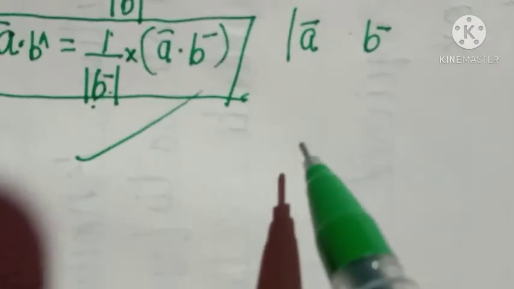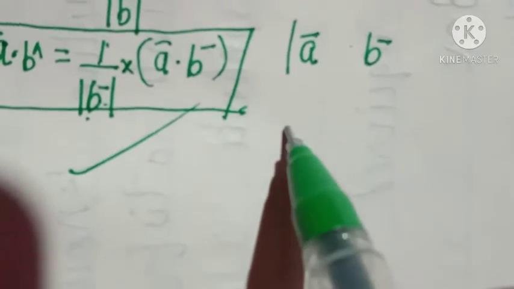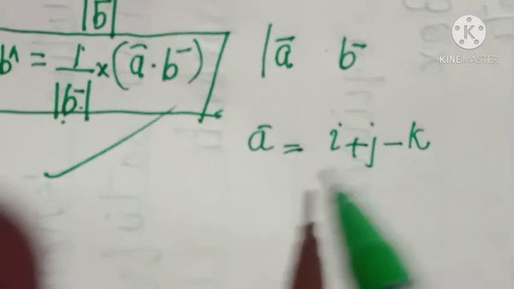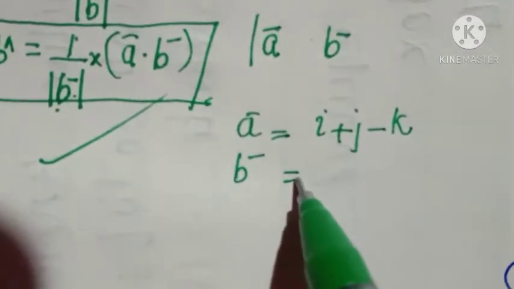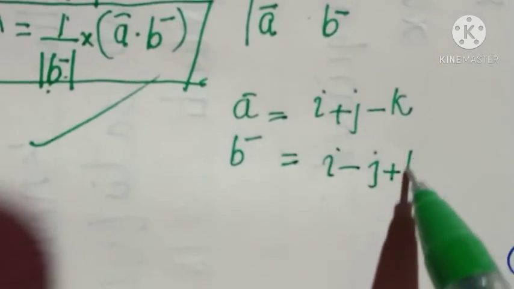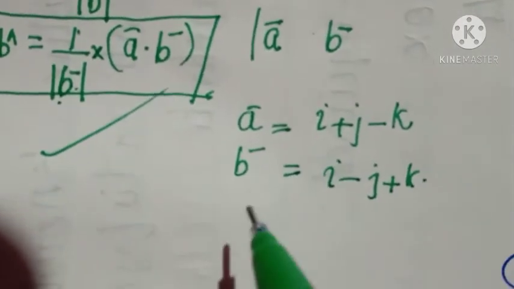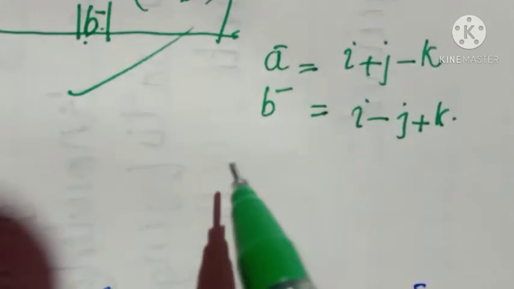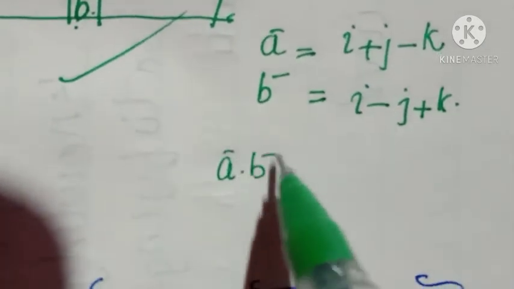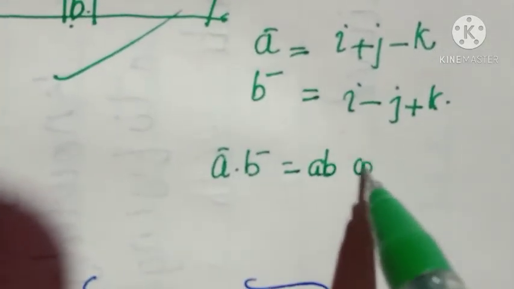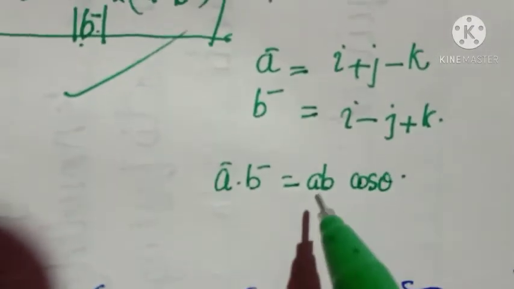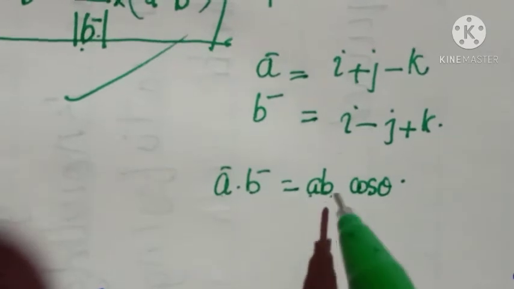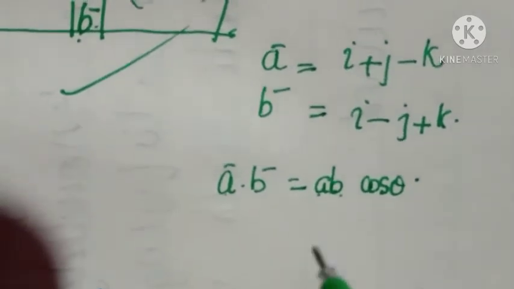examples. Suppose we have two vectors. Vector A is equal to i plus j minus k. B is equal to i minus j plus k. Our question is, what is the angle between these two vectors? So to find the angle, we should write the formula A dot B is equal to AB cos theta. Here we need to find A, B. A is the magnitude of vector A, B is the magnitude of vector B.